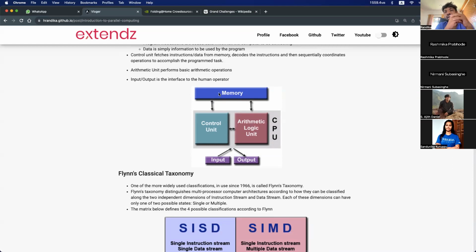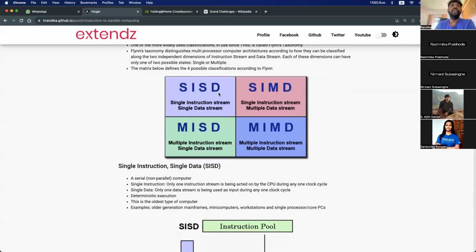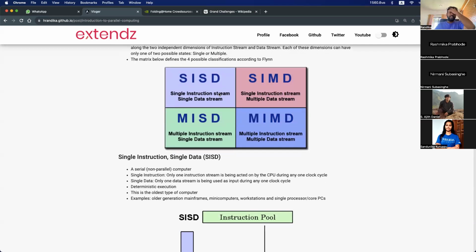Depending on the classification, we can have single or multiple instructions or data. We can have a single instruction or multiple instructions, and single data or multiple data. Based on these four different types, we come up with four different classifications. This classification is based on the type of instructions and the type of data that we have. So those are the four combinations: single or multiple, instruction or data. Based on these combinations, we have possible classifications.